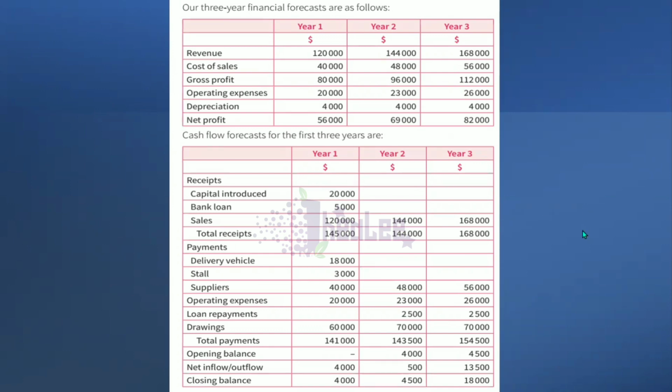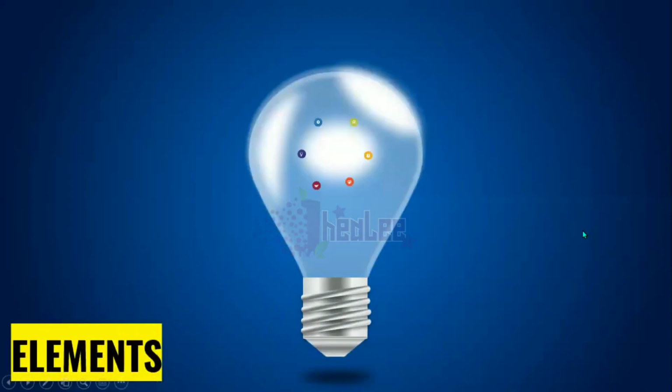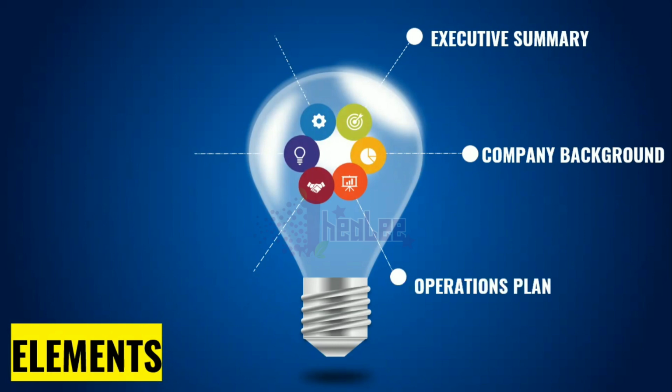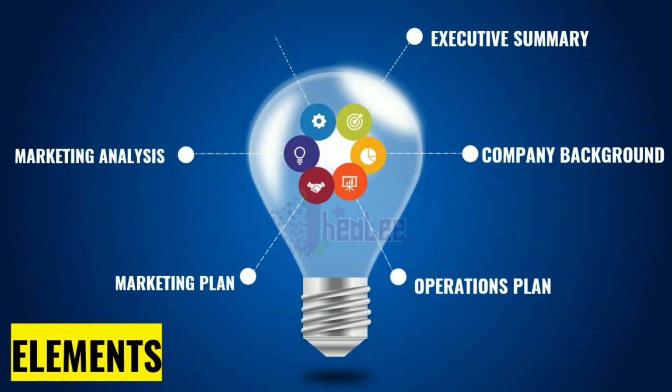And in summary, our elements are 1, executive summary, 2, company background, 3, operations plan, 4, marketing plan, 5, the marketing analysis, and the final one is the financial plan, which is a financial forecast. And remember, the sample business plan that was used in this lesson was taken from the Oxford 2nd edition Principles of Accounts text. So if you have that text, it is located on page 519 through to 521.